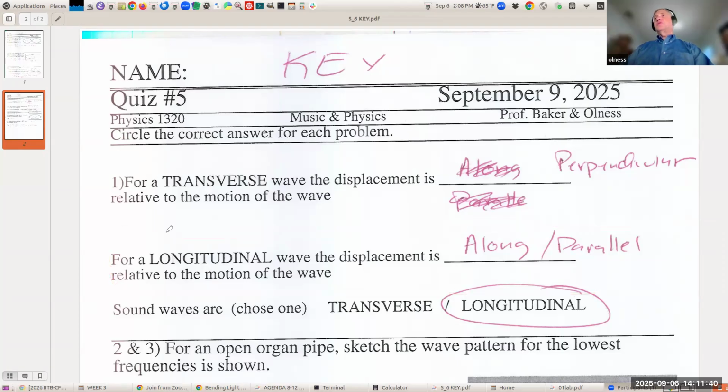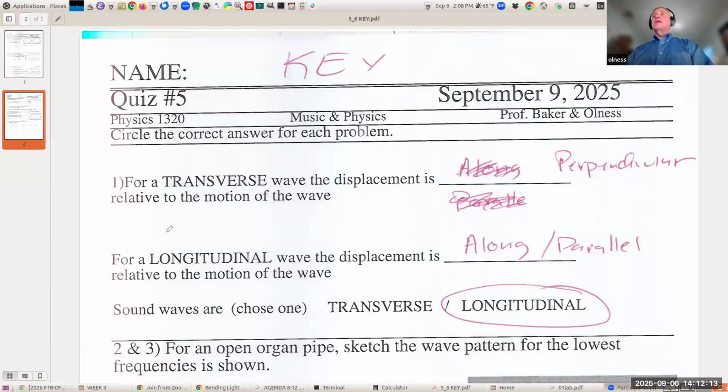With the slinky, I illustrated both of those. When I went left and right, that was a transverse wave. But then when I went back and forth, the slinky would bunch up and stretch out, and that's a compressional wave. That's a longitudinal wave, and that's what sound is. So when a speaker goes back and forth and makes sound, it's compressing the air molecules, and it's sending those compressions to your ear, and that's what you hear.